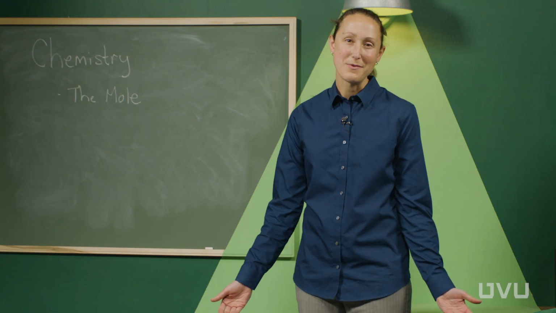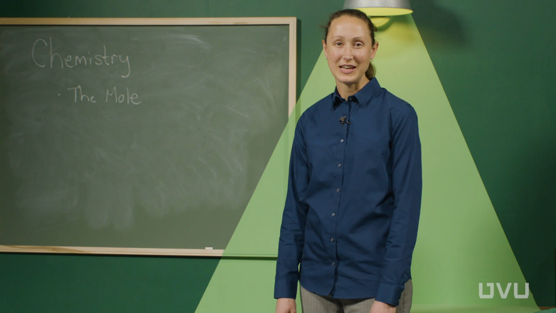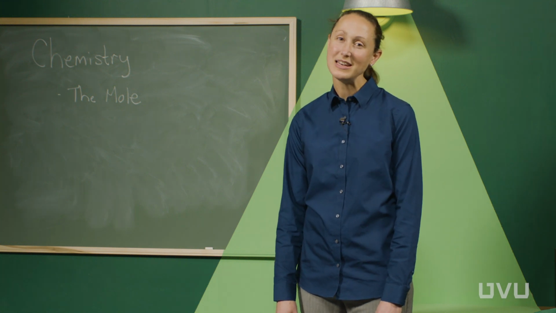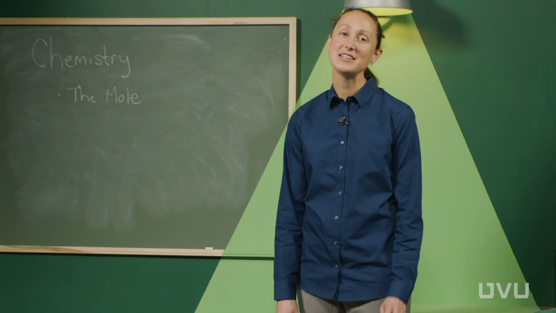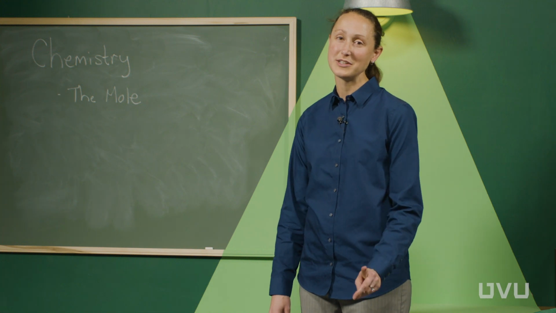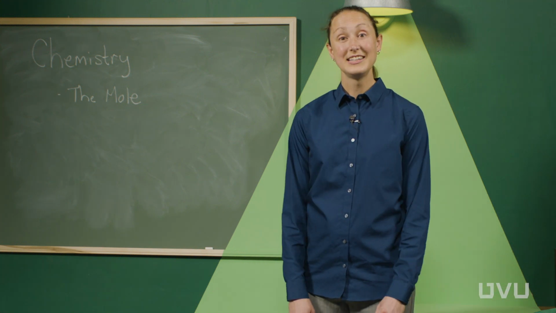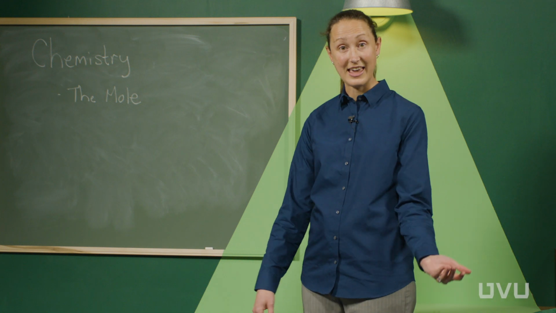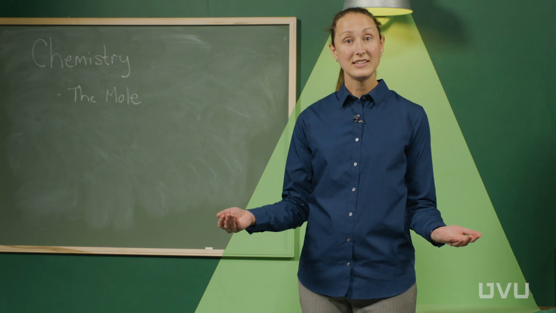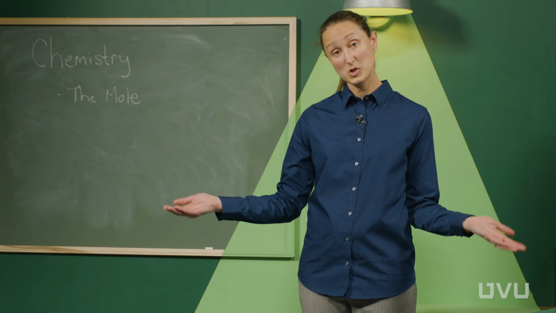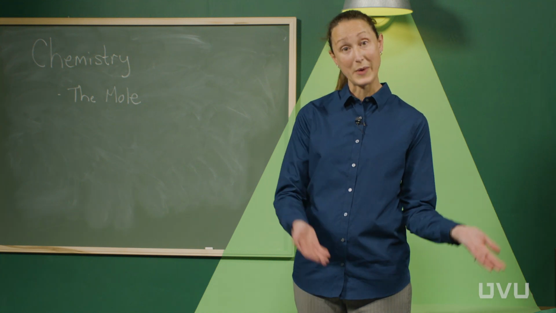So the mole can get a bad rap as being a difficult to understand unit of chemistry, but it may not be as hard as you think. And that's because you already know about a unit very similar to the mole, and that's a dozen. So when you go to the grocery store and you buy a dozen eggs, maybe you buy a dozen donuts, how many do you have? 12, because a dozen means 12.